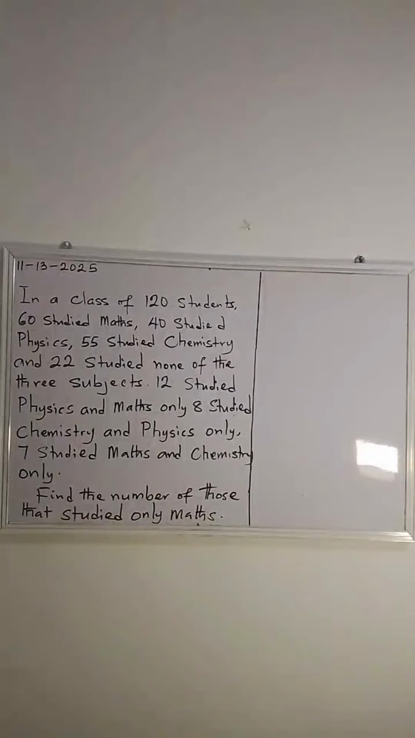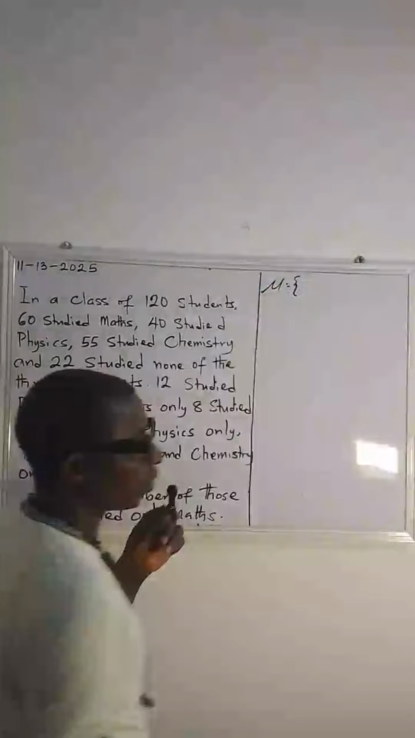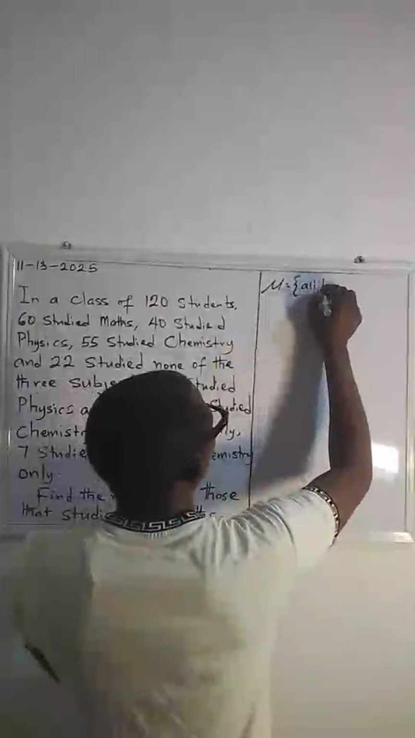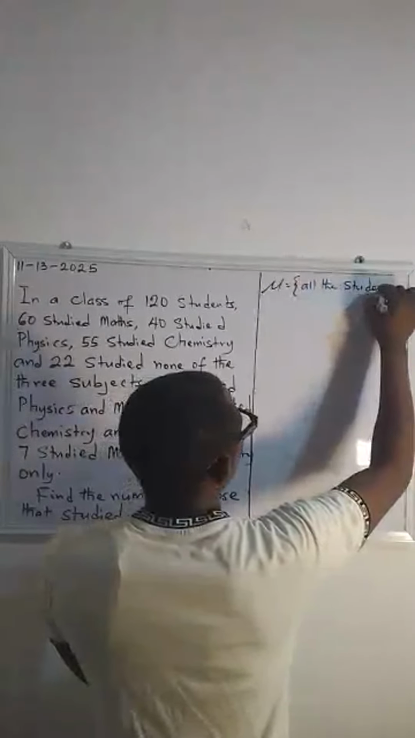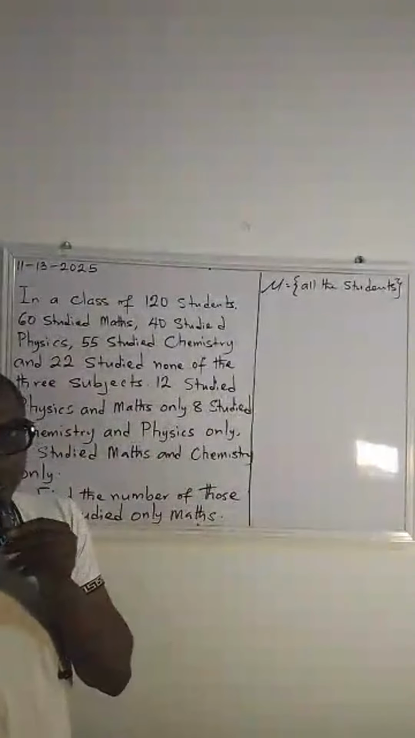Now let's look at the question again. Now, in a class of 120 students. So now when you look at this question, it is talking about a class that contains 120 students. So the first thing to do now is to represent the set of those students with an alphabet. So which we are going to be doing now. We say, let capital U represent the set of all the students in the class. So set of all the students. Okay. Capital U represents the set of all the students.